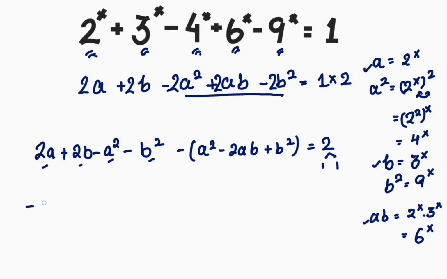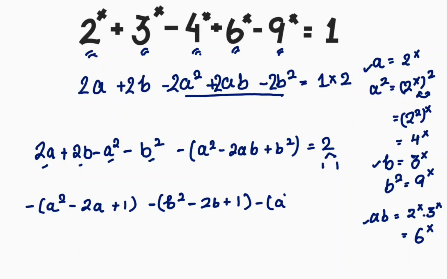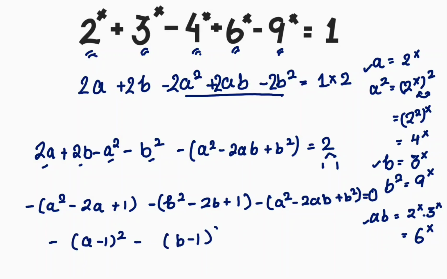So again write this as minus of a square minus 2a plus 1, minus of b square minus 2b plus 1, minus a square minus 2ab plus b square equal to 0. Make them perfect squares like a minus 1 whole square, b minus 1 whole square and a minus b whole square. If we move this left hand side to right hand side, this will all become positive. You can also write it like this. And sum of 3 whole squares is coming out to be 0.